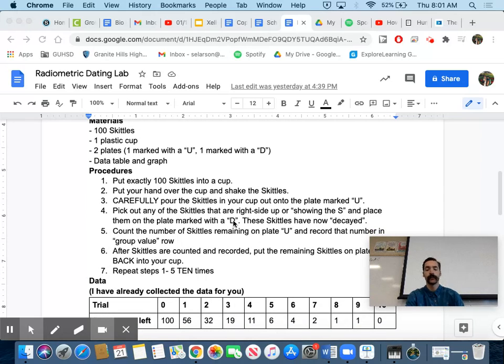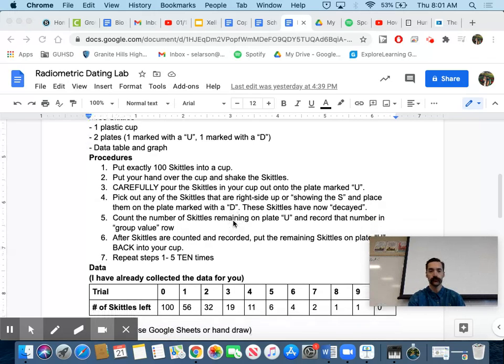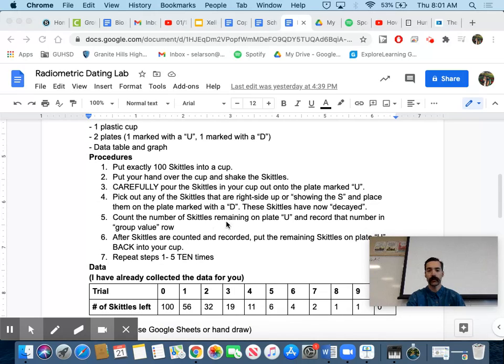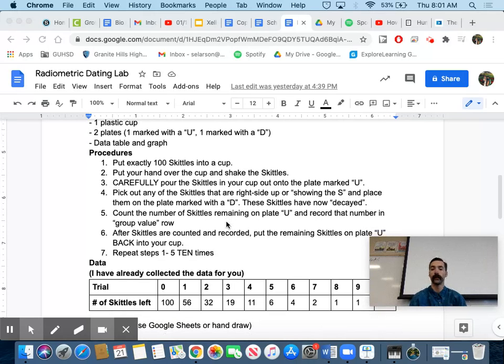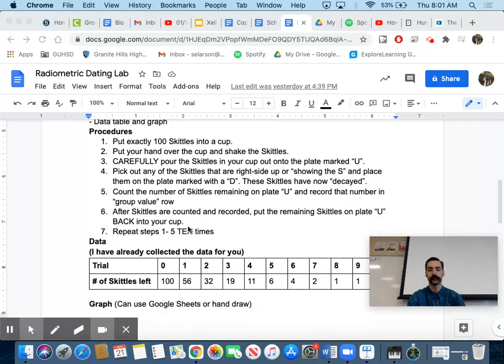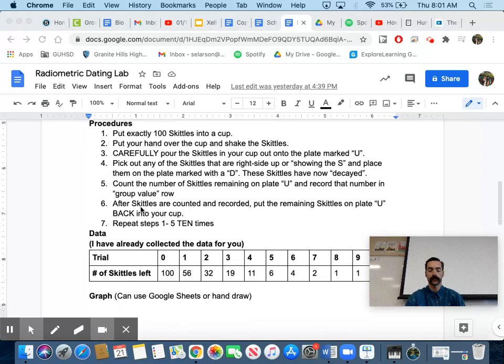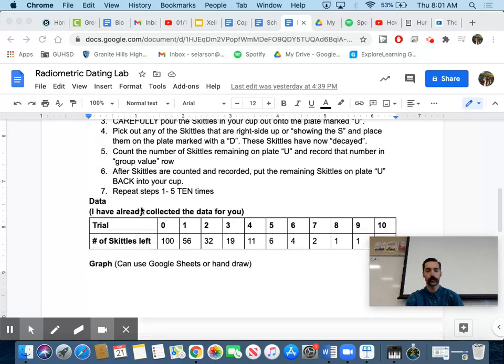and then you'll place them on a plate that's marked D. This means that these elements, our Skittles are our elements here, are now decayed and have now become that sort of stabilized version. So you're going to count the number of Skittles remaining on your plate and then record the number in your data below. And then you're going to continue this process over and over and over again. So I've already collected data for you.